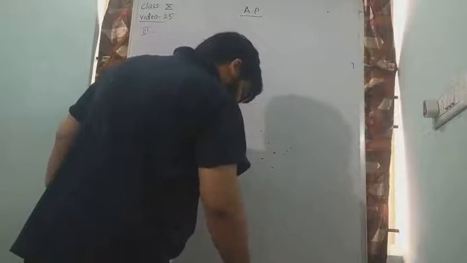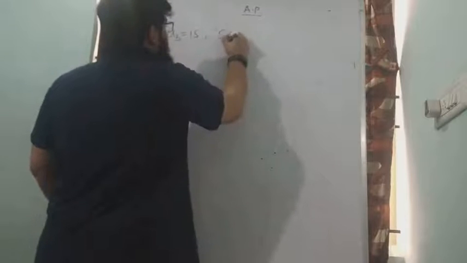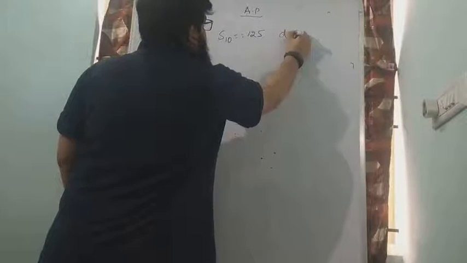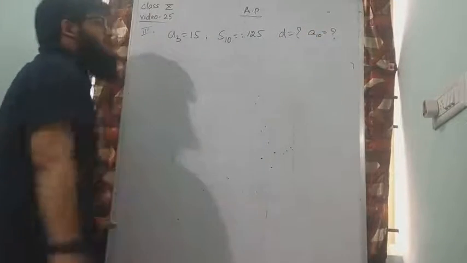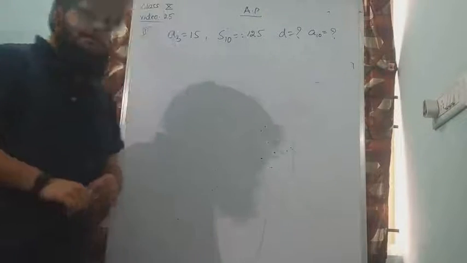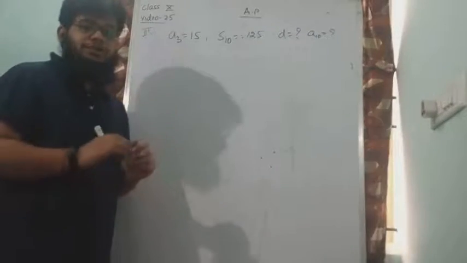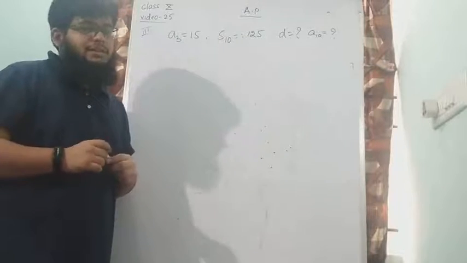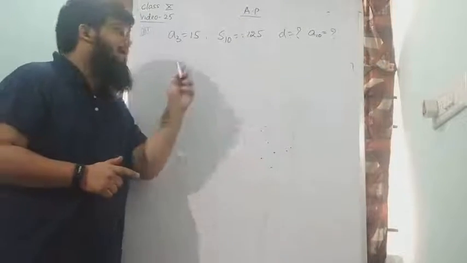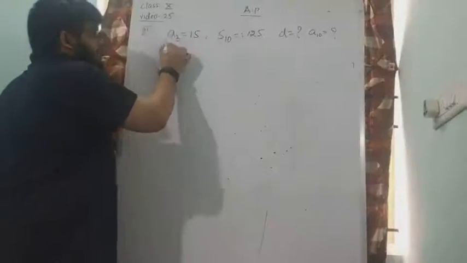The next question is: given A3 is equal to 15, S10 is equal to 125, find D and A10. So there are two question marks. You should find out D and you should find out A10. How do you think you can do this? Any idea? It's not compulsory for you to get a perfectly correct answer. It's a little long solution. I want you to try out this solution as much as you can. I'll give you basic hints.